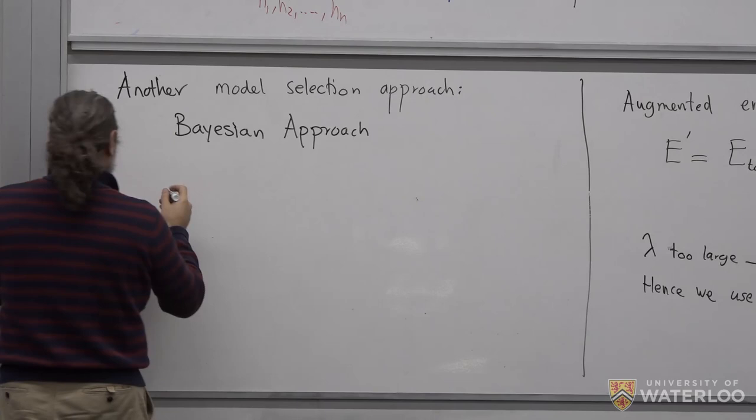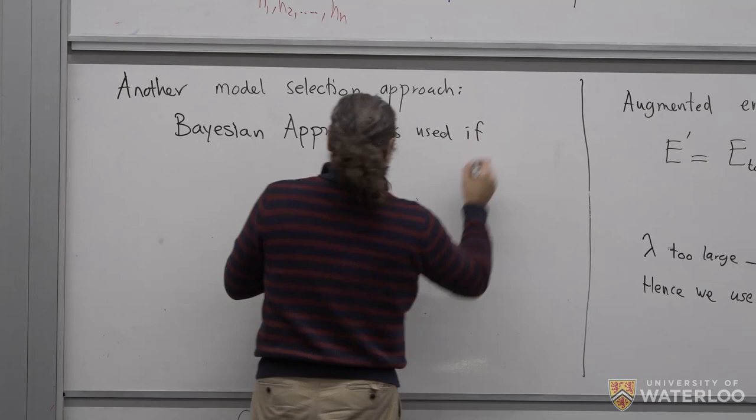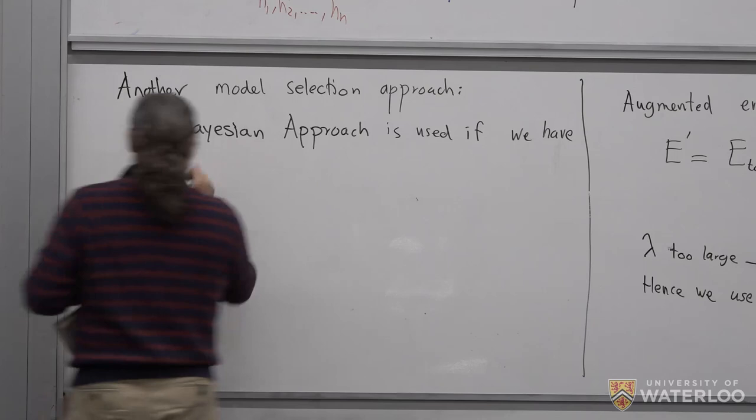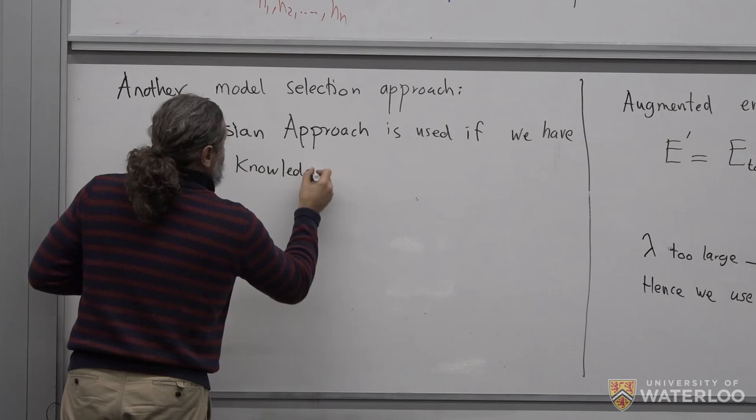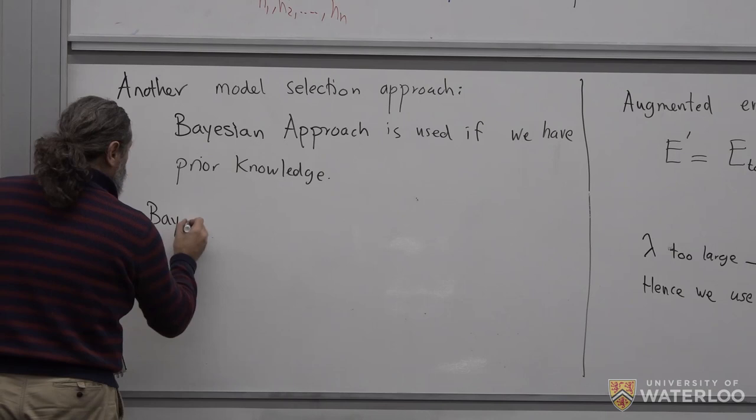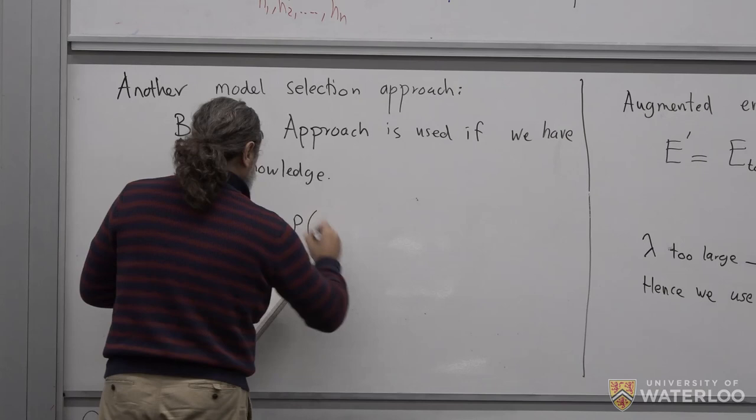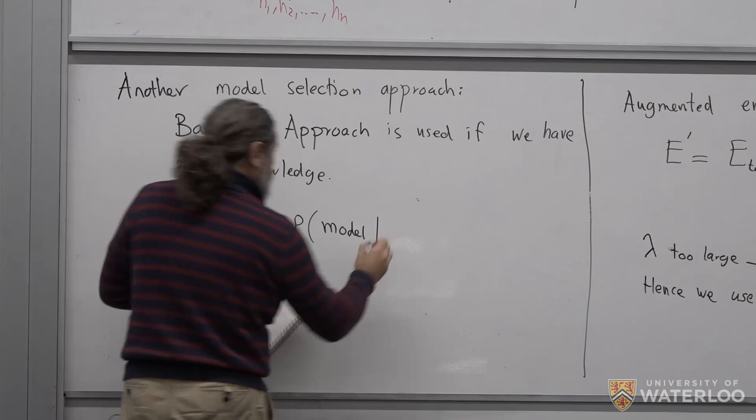Bayesian approach is used if we have prior knowledge. If you don't have prior knowledge, Bayesian cannot be used. And of course, we use the Bayes rule, which we will come back to, but just for the sake of today, you will look at the probability that the model is a correct model given the data that you have. So that's another approach to model selection.